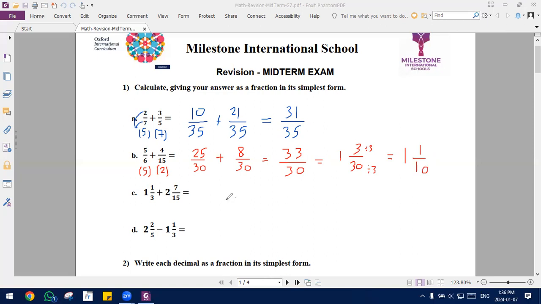Now the second one, part C. We have 1 and 1 over 3 plus 2 and 7 over 15. Those are mixed numbers because we have a normal value and we have a fraction. There are two ways to solve it. The first way is we can just add the integers 1 and 2, and then we add the fractions, or we can make it improper and then convert it to mixed. So in this case, I will make it improper.